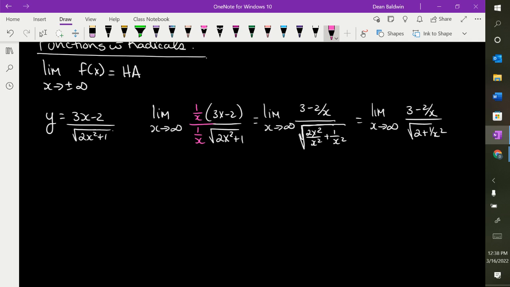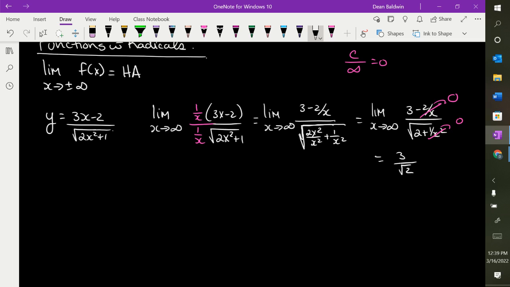So what happens to the 2 over x as x goes to infinity? It goes to 0, because any constant divided by infinity is 0. What about the 1 over x squared? It goes to 0 as well. What are you left with? 3 over root 2. Make sense? That's just like everything you did before.